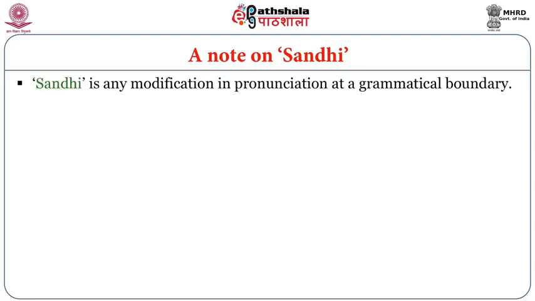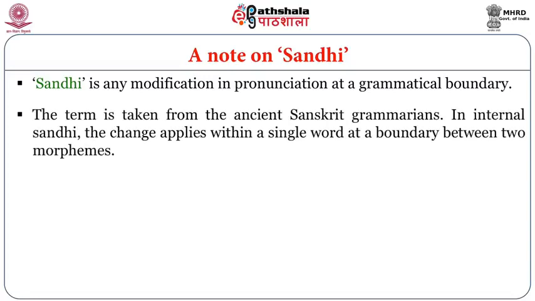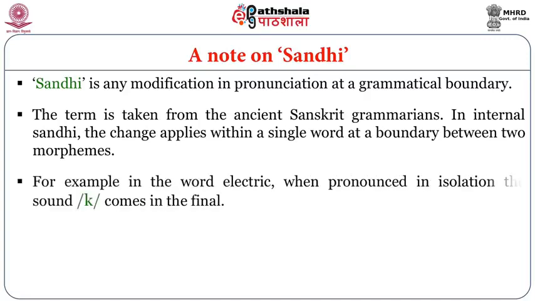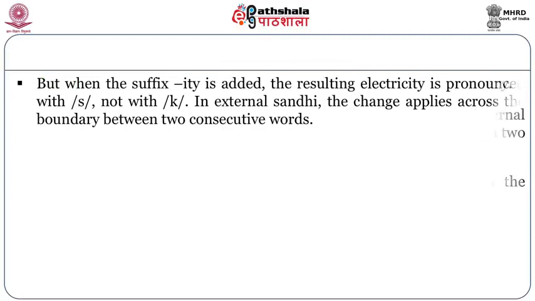There is one more thing known as sandhi. Sandhi is any modification in pronunciation at a grammatical boundary. The term is taken from the ancient Sanskrit grammarians. In internal sandhi, the change applies within a single word at a boundary between two morphemes. For example, in the word electric, when pronounced in isolation, the sound k comes in the final. But when the suffix -ity is added, the resulting electricity is pronounced with s, and not with k.